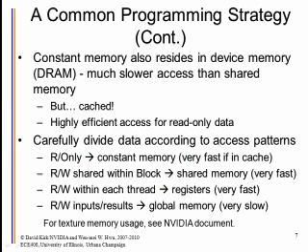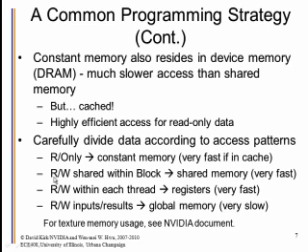And then constant memory also resides in device memory, DRAM, with much slower access than shared memory. Okay, but it's cached, so it's actually better than global memory. It's highly efficient for read-only data, because you cannot modify it, but you can put read-only data there. Okay, carefully divide data according to access pattern. Access pattern like read-only, then we put it into constant memory, which is very fast if it's cached.